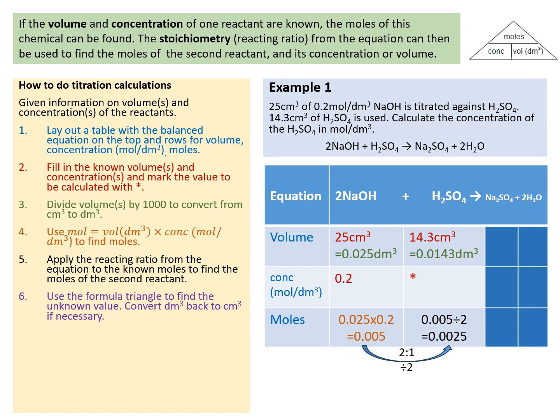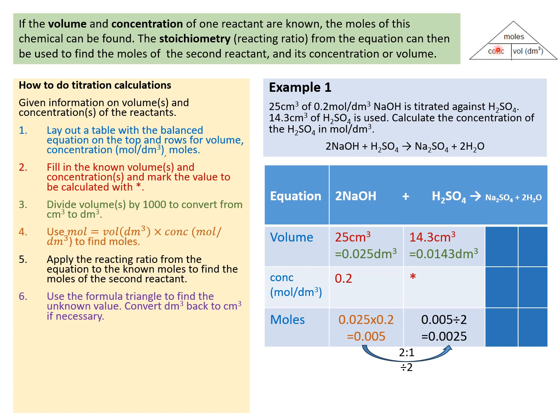Then 6, we're going to use the formula triangle to find the unknown value. So this is our box which we've put our asterisk into. We need to remember, if we've got a volume, to convert decimeters cubed back to centimeters cubed if asked. Now in this case we're calculating a concentration, so we don't need to worry about that.